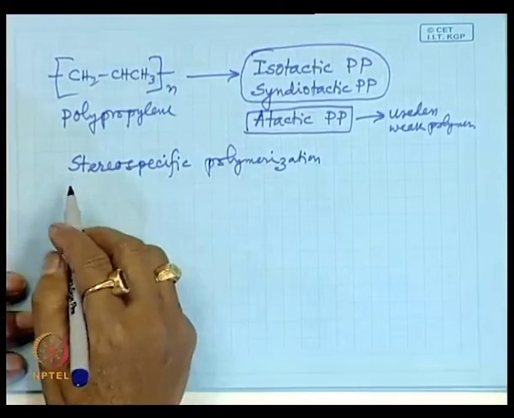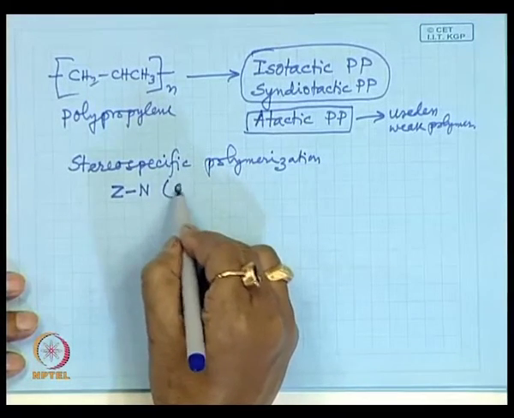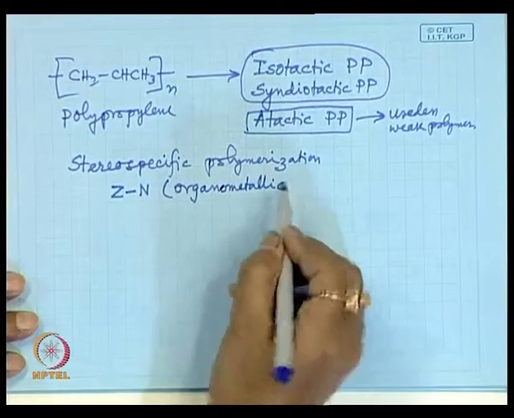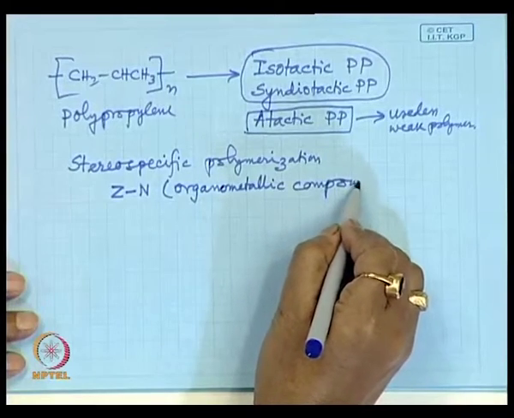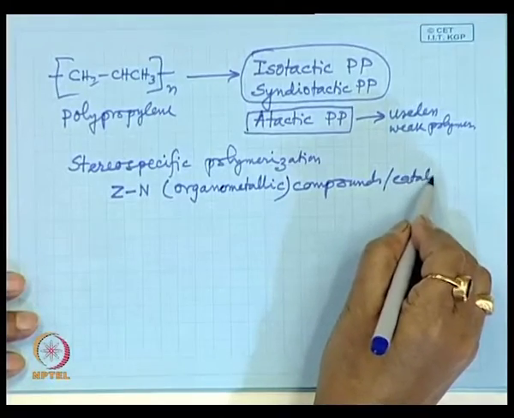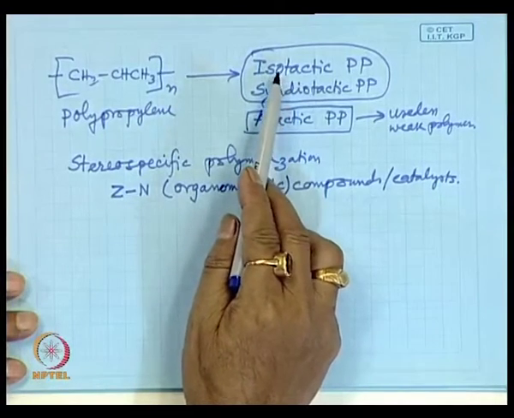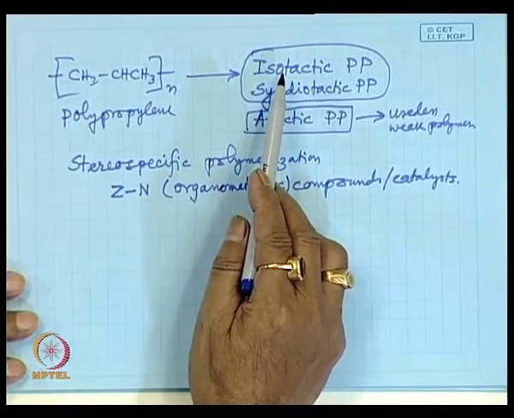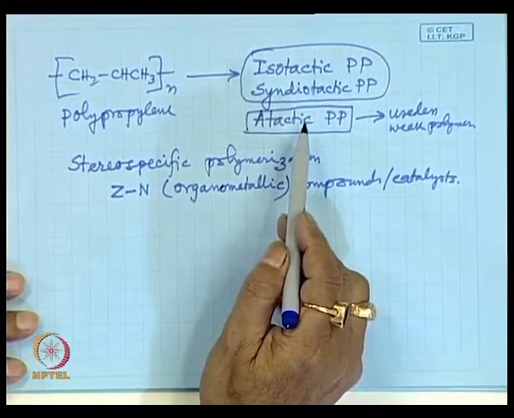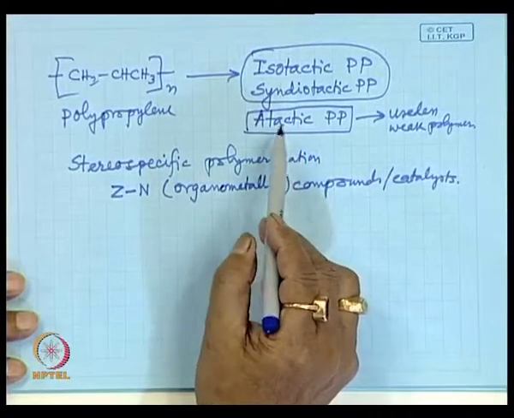And stereospecific polymerization is carried out by Ziegler-Natta catalysts, which are organometallic compounds that produce specifically either isotactic structure or syndiotactic structure with no atactic structure. One can use other initiators or other catalysts for polymerization of polypropylene.